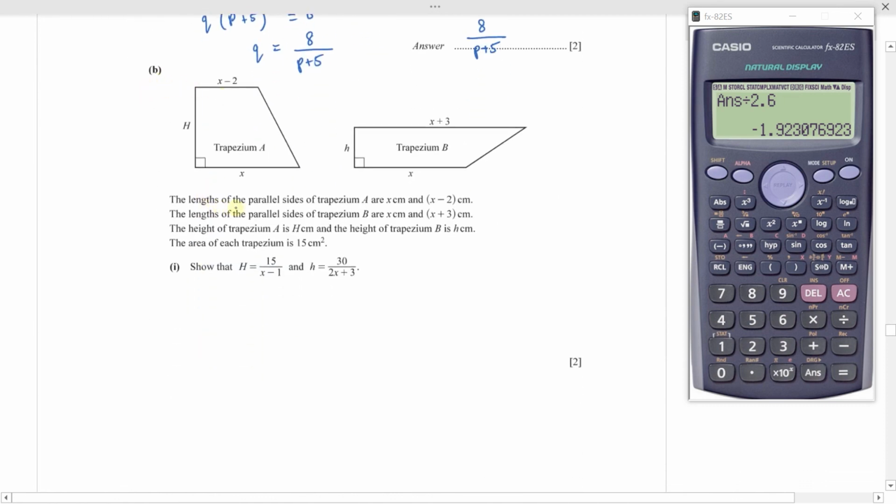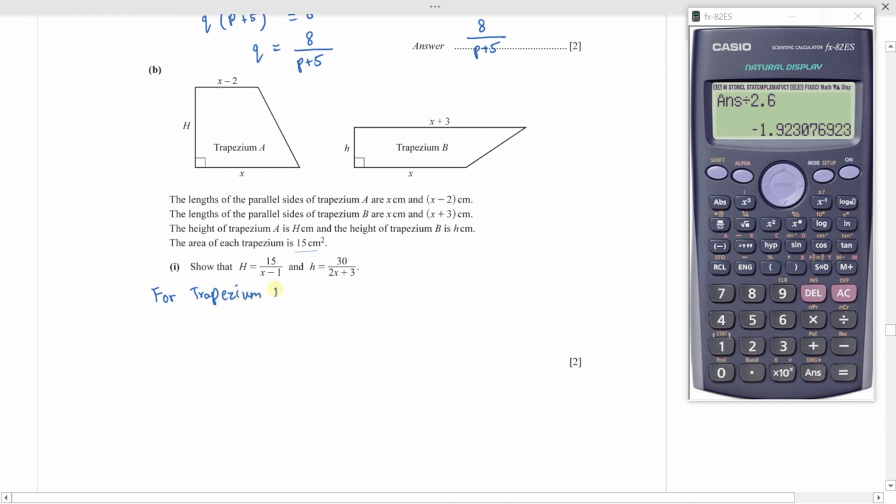Part B is the length of parallel sides of trapezium A are x and x minus 2. For trapezium B, the parallel sides are x and x plus 3. The heights are capital H here and small h here. The area of each trapezium is 15 centimeter square. Show that capital H is this and small h is this. So we know the area of the trapezium. We can form the equation using the area. So let's first do it for trapezium A.